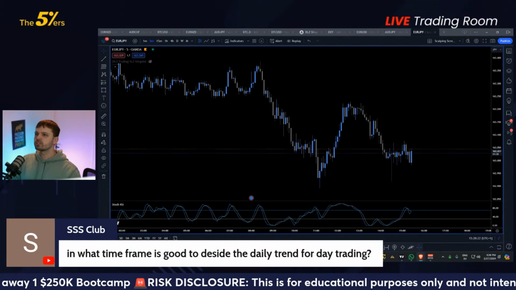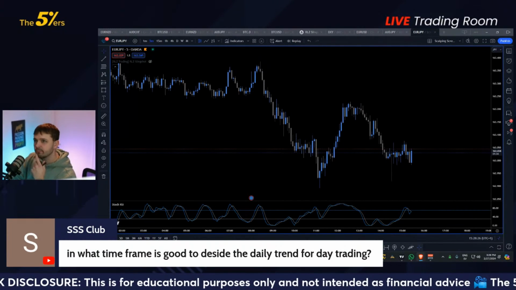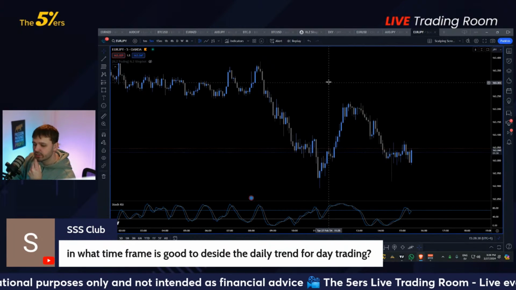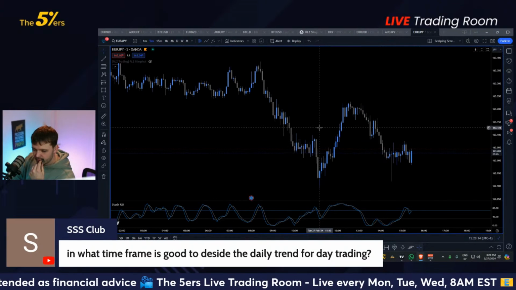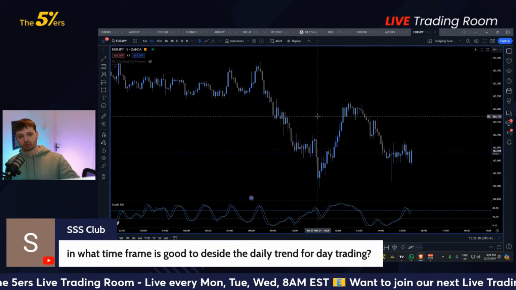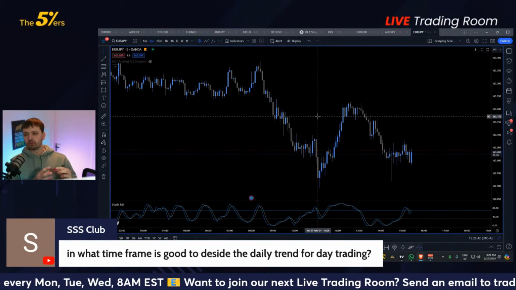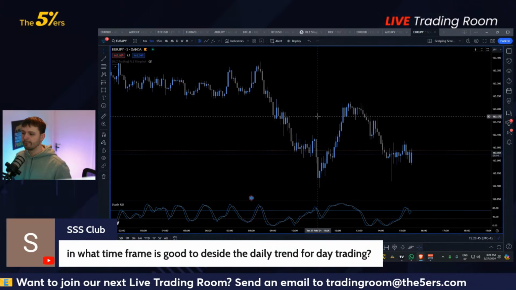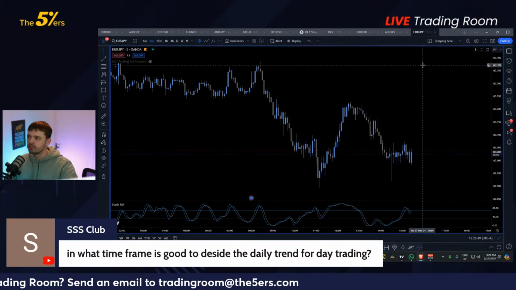In which time frame is good to decide the daily trend for day trading? Not sure I understand the question. So for me, the daily range. If you're referring to what time frame to look at to determine the daily trend, well, obviously that's daily. But if you're asking about the daily range, I'm not sure. Probably the lower time frames. I would look at the 5 minutes to the 15 minutes.